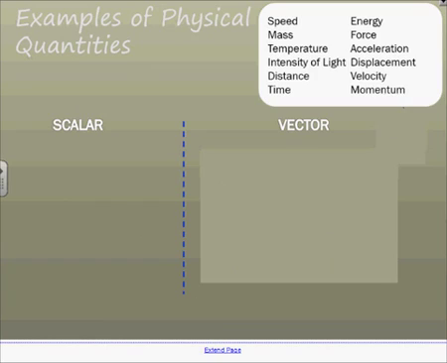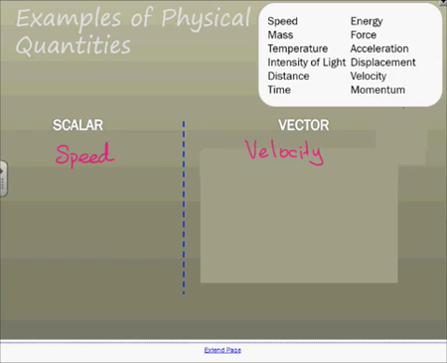So, what we have here are some examples of physical quantities. We've got speed, mass, temperature, intensity of light, distance, time, energy, force, acceleration, displacement, velocity, and momentum. Let's have a look at a few. Speed doesn't matter which way you're going. You could be going left or right, the value is always going to be the same. There's no negatives associated with it. However, there is velocity, which is essentially the same thing, it just has a direction that is important. If I said that I was going plus 10 meters per second, it is in fact opposite to someone going negative 10 meters per second. They're going in opposite directions.